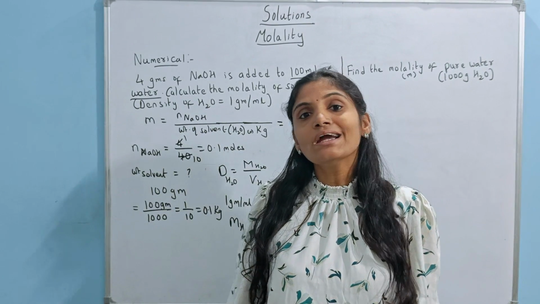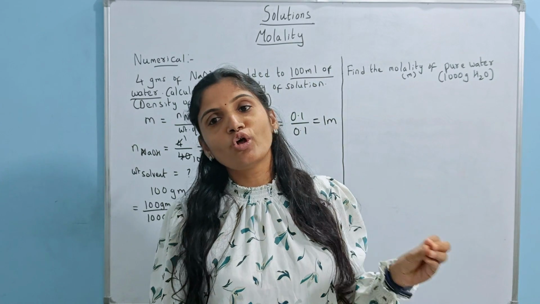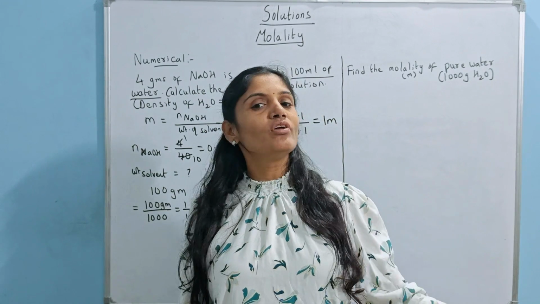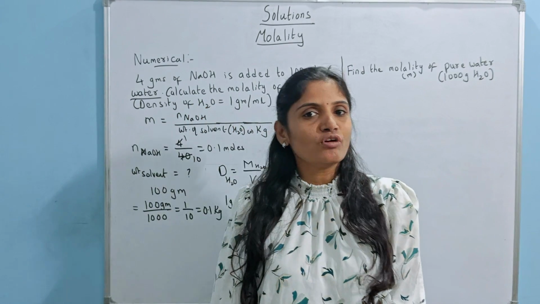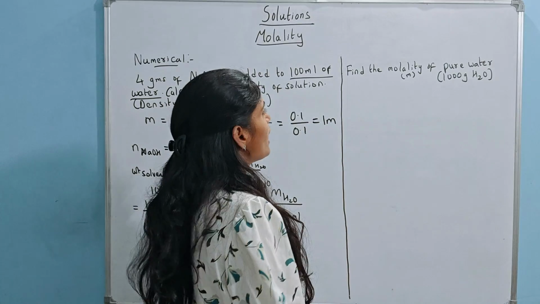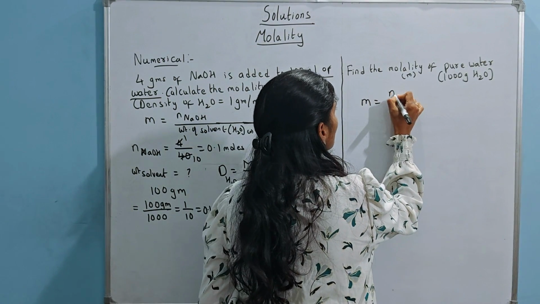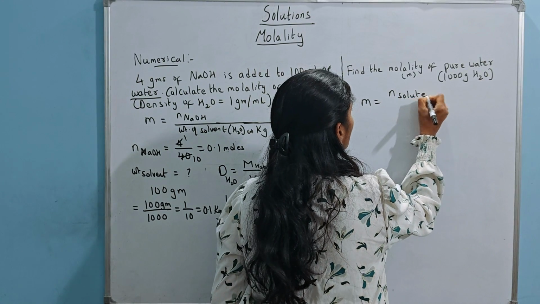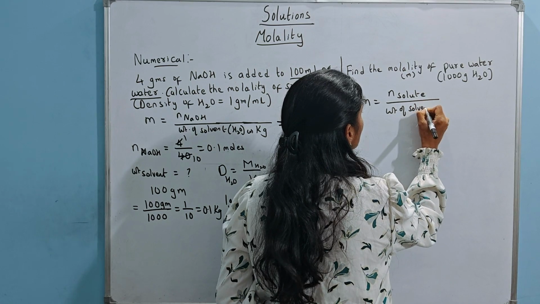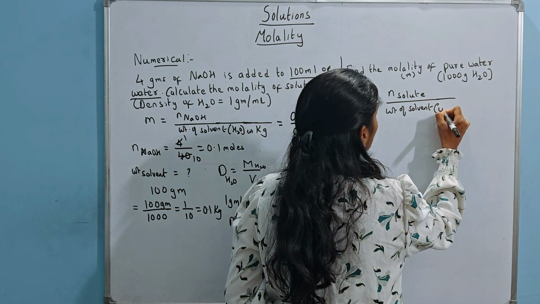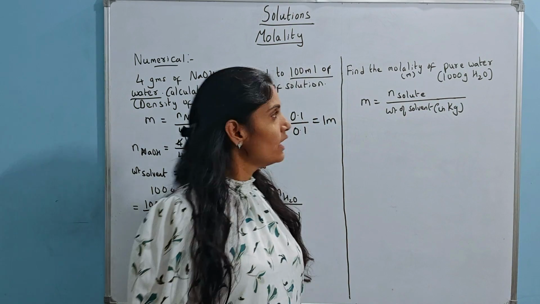So let us try to calculate molality of pure water, which is 1000 grams of water or 1 kg of water, because in the numericals we always take 1 kg of the solvent. Our solvent is usually water. So find the molality of pure water. So what is the formula of molality here? Number of moles of solute divided by weight of solvent in kg.